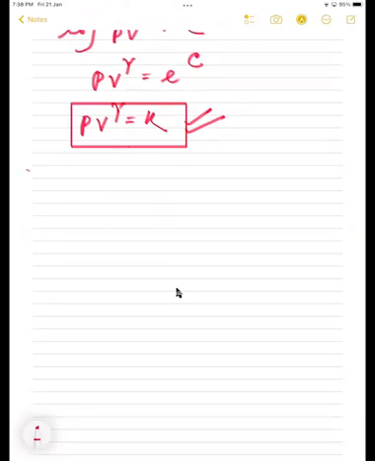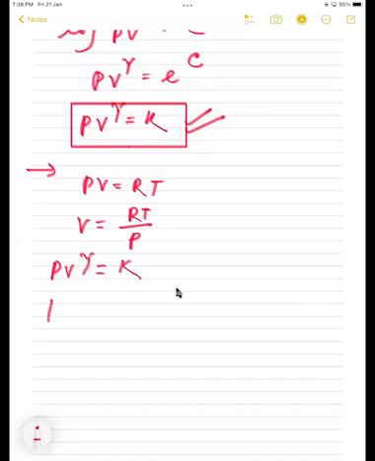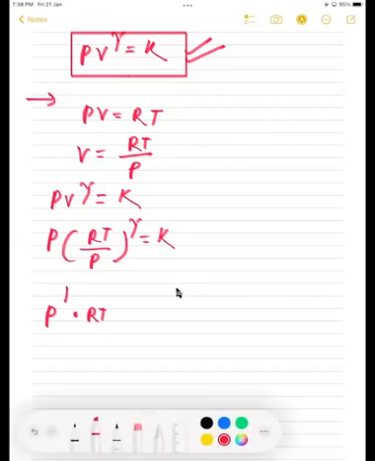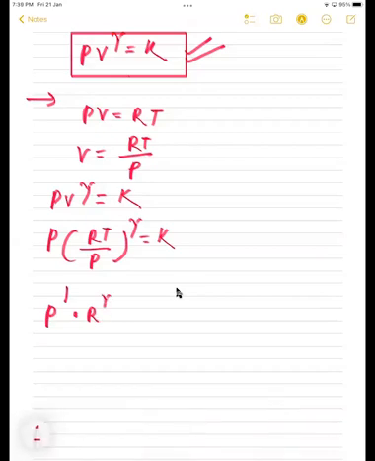And from here we can derive that PV is equal to RT, correct? Now V is equal to how much? RT by P, right, students? Yes or no? And you know the equation PV to the power gamma is equal to constant. Let's put in place of V. In place of V, can you put RT by P? See, this is P to the power 1 into RT to the power gamma. If the bracket is opened, then it will be R to the power gamma, T to the power gamma, P to the power minus gamma, is equal to K, correct?